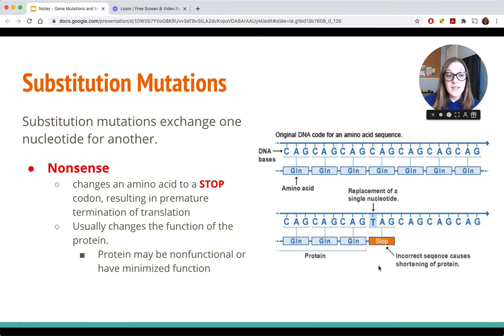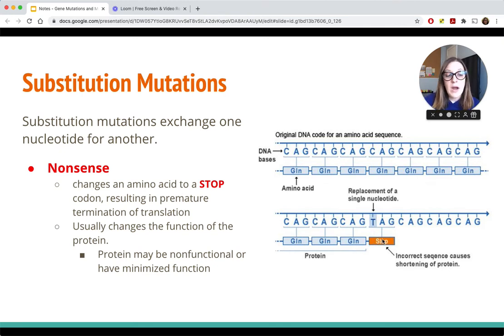All right, so a nonsense mutation. This one's easy to remember because think about no as in stop. This is when an amino acid has been changed to a stop codon. So here we're supposed to have 1, 2, 3, 4, 5, 6, 7. We have at least 7 amino acids in the sequence, and you can see that it's supposed to keep continuing. But this substitution mutation has artificially inserted an early stop codon. So that means that our protein is significantly shorter than it's supposed to be.